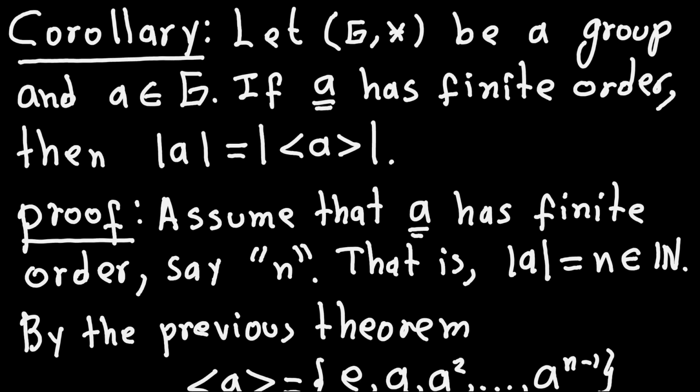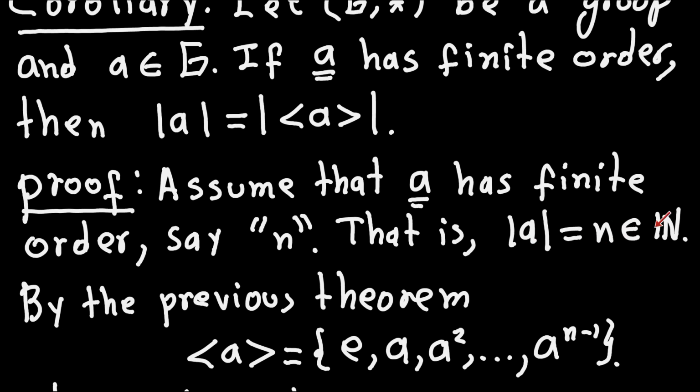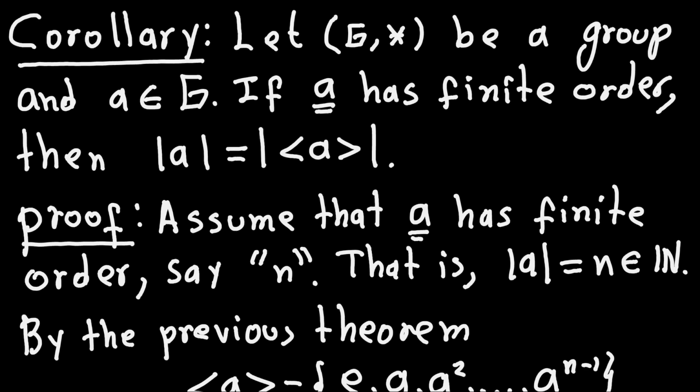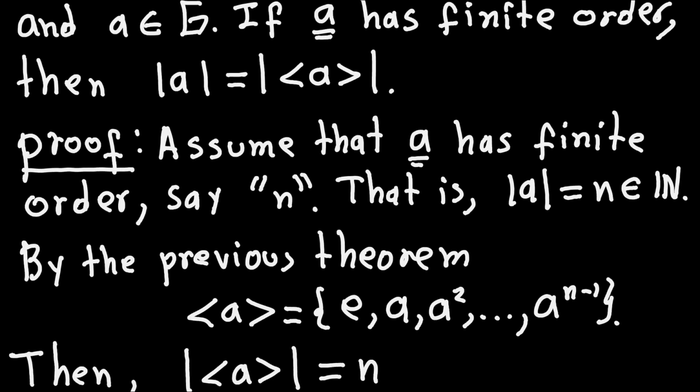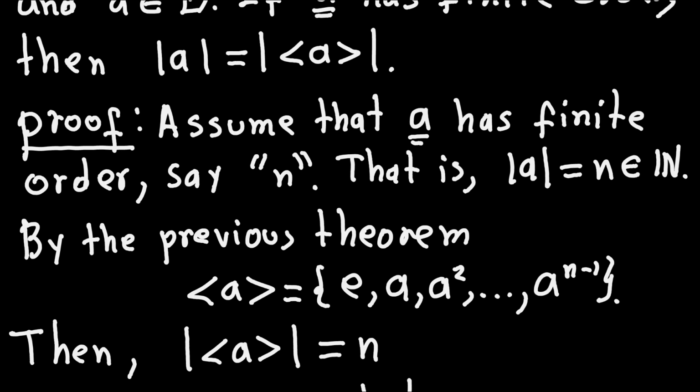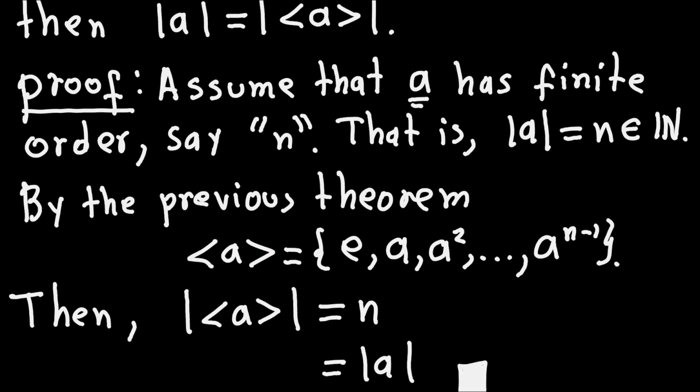Let's assume that A has finite order, and let's call that order n, with n a natural number. So the order of A is n. Now, because it's a corollary, we're going to use the previous theorem. By the previous theorem, we know that if an element A has order n, the subgroup generated by A would be this list. That's what we proved first.